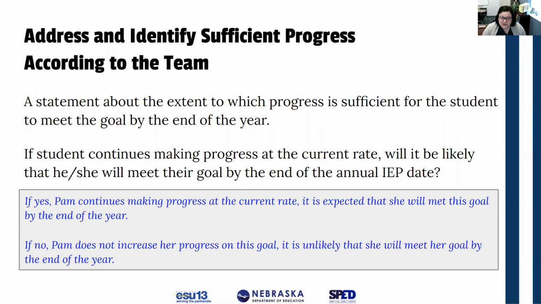So examples, if the student is meeting progress, we could say Pam continues making progress at the current rate. It is expected that she will meet this goal by the end of the year. If we are not making sufficient progress, we say Pam has not increased her progress on this goal. It is unlikely that she will meet her goal by the end of the year. Team members may need to meet and discuss this. So that's where we have to really show that we are truly using this to guide our planning process and our instructional processes.